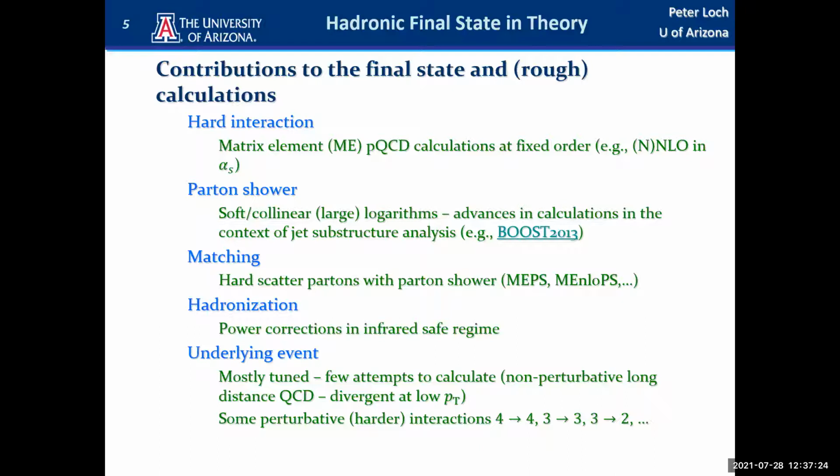So then we have the hadronization, where some power corrections have been developed in infrared safe regimes, but there's a lot of phase space which cannot be calculated. And the underlying event, where there are a few attempts to start calculating these things, but it's non-perturbative long distance QCD. And it's still very divergent at low transverse momentum. So we are not very far with that yet.